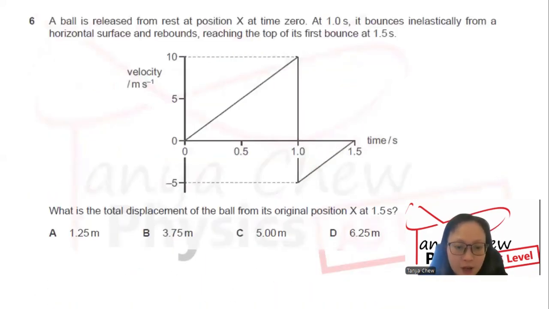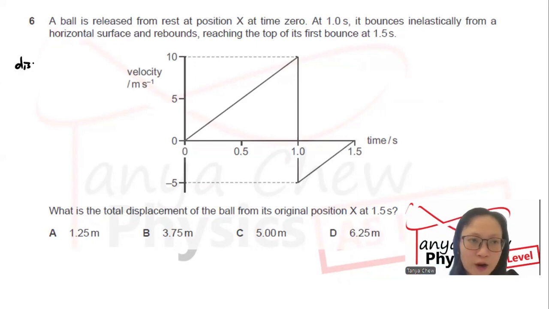Question number 6. A ball is released from rest at position X at time 0. It bounces at 1 second. It bounces inelastically from a horizontal surface and rebounds, reaching the top of its first bounce at 1.5 seconds. What is the total displacement of the ball from its original position X at 1.5 seconds? Now look at the graph given. This is a velocity against time graph. How do we find displacement? Simple. When a graph is given, there are two pieces of information that you could obtain from the graph.